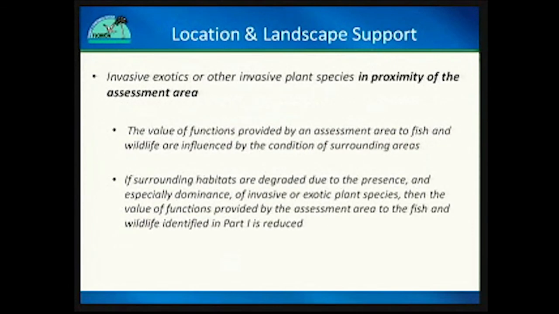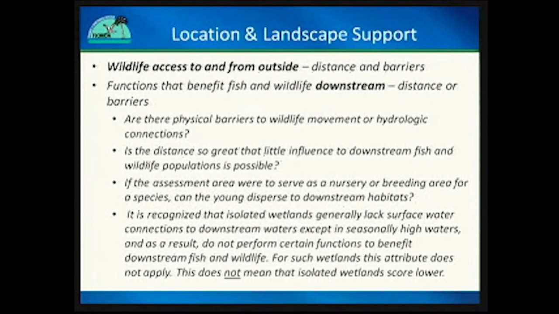All right, invasive exotics or other invasive plants in the proximity. This is pretty self-explanatory, what's around it. Wildlife access to and from, depends on the critter. So look at those movements. So isolated wetlands, you'll see this a few times in there. Just because one of these things is not applicable doesn't mean it gets a lower score. Sometimes it happens. Not saying everybody here thinks that way, but I just want to make sure that people understand if you have an isolated wetland, it's doing what it does. It's no better or no worse than a connected wetland. So anyway, I don't think anybody here will look at it that way.